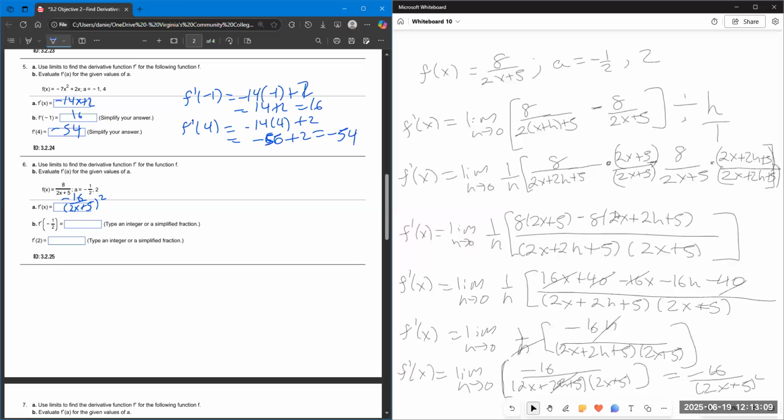All right. Now I want to evaluate f prime at a negative 1/2. That's negative 16 over (2 times negative 1/2 plus 5) quantity squared. Negative 16 over (negative 1 plus 5) squared. Negative 16 over 4 squared. Negative 16 over 16 is a negative 1.